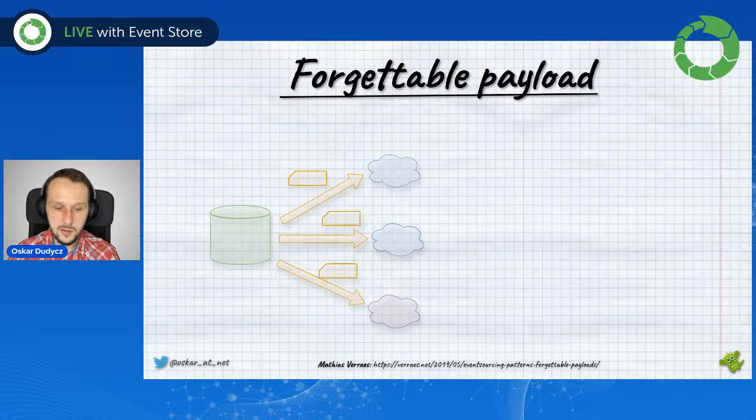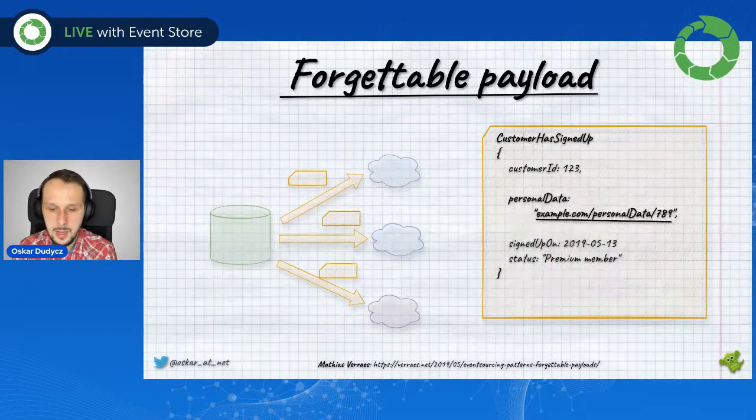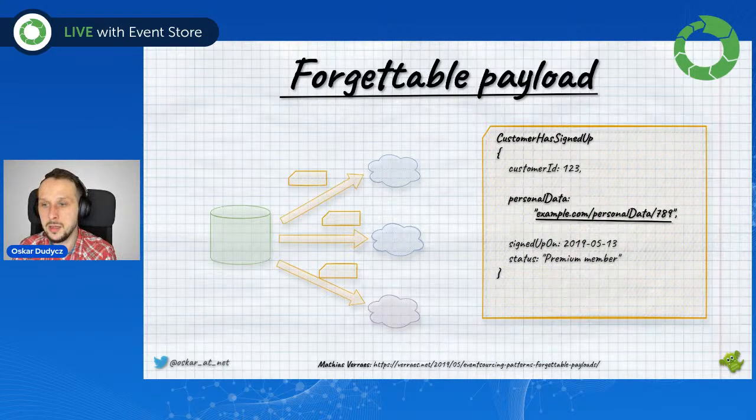And one of the patterns that you can use also with events, so how to send this information. Instead of sending all of the PII information, like here, so this is our event, as you see, we are sending name, organization, birthday, hobbies, etc. So we are sending to all of those services also the PII data. Then Matthias Veres wrote a nice description of this pattern on his blog. And instead of sending all of those personal information, we can be just sending the link. And the link will be, for example, a URL to the public API of our system.